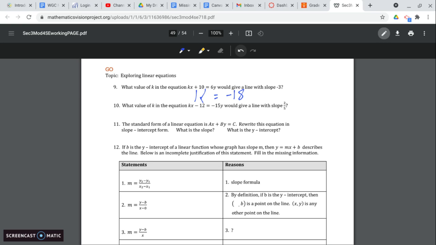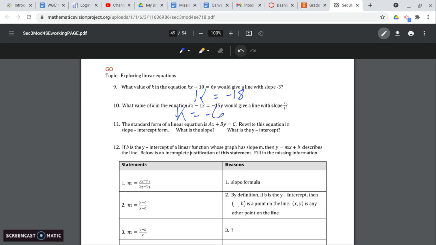What value of k in the equation kx minus 12 equals negative 15y would give a line with a slope of 2/5? So we want to be able to divide each of these to reduce it down. Looks like dividing by a 3. So what divided by 3 is 2? That'd be negative 6. So k equals negative 6.